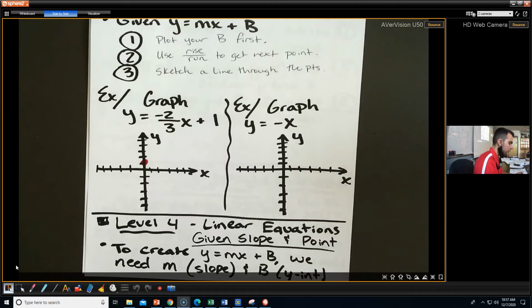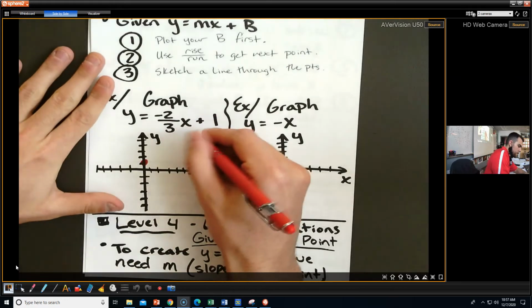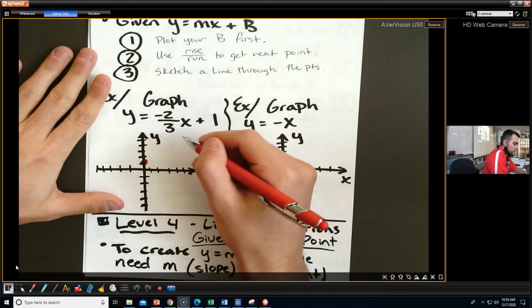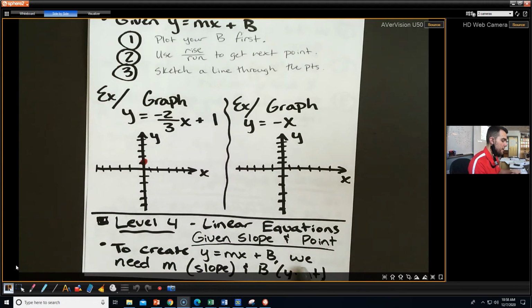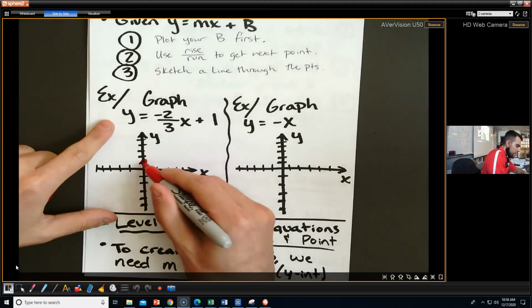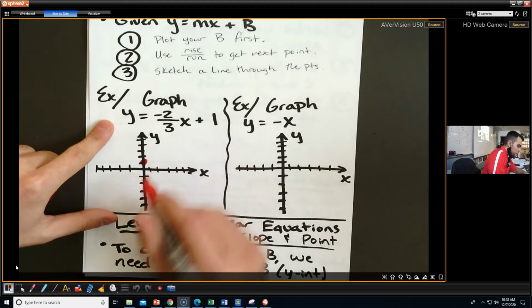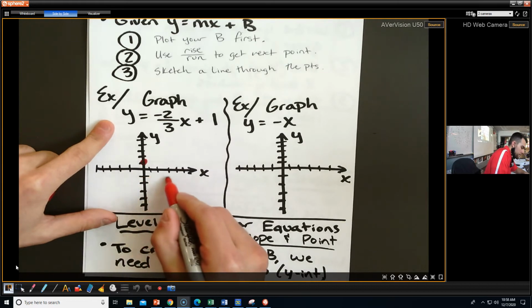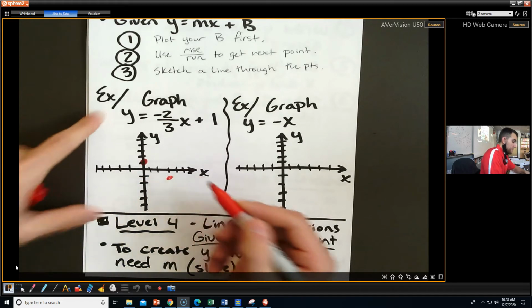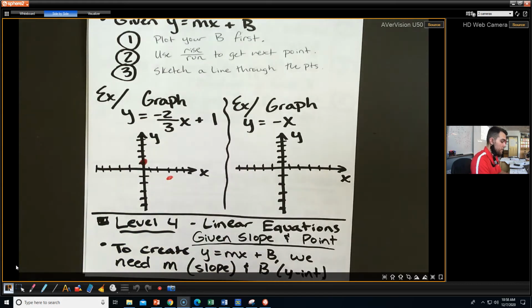-2/3. So my rise is -2, and my run is a +3. So to get to my next point, I can go down 2 units, and then I can go to the right 3 units. And that's good. And I could sketch a line through there.